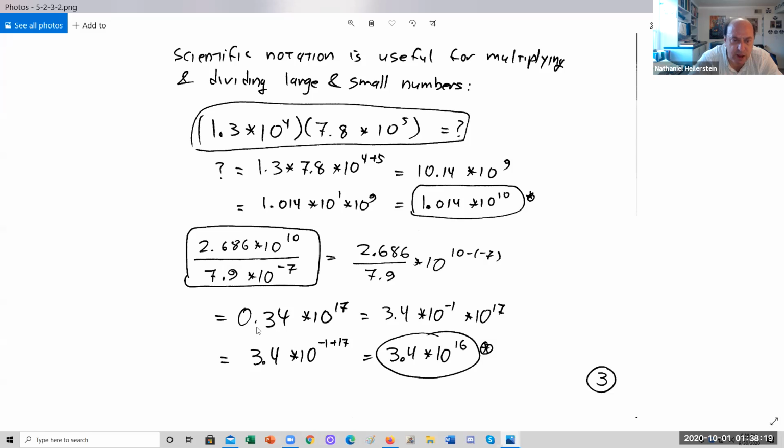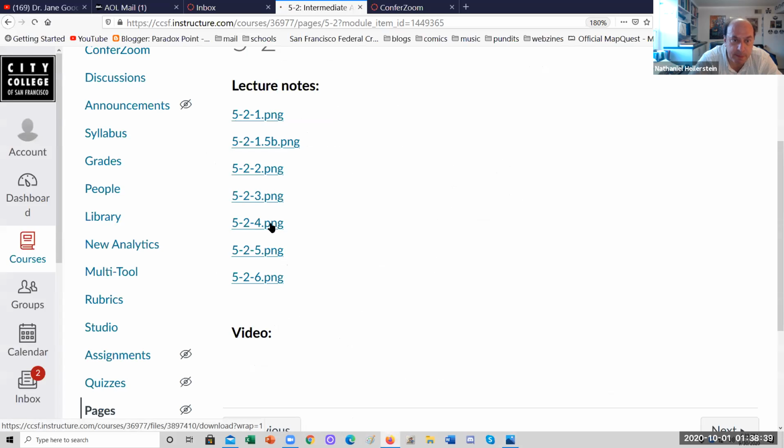But again, this is not in proper scientific notation. We need to adjust this. 0.34 is 3.4 times 10 to the negative 1. That times 10 to the 17th, you add the exponents, and you get 3.4 times 10 to the 16th.